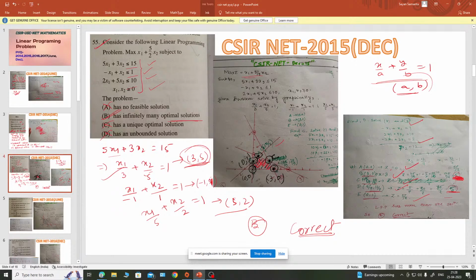We get C equals to (45/19, 20/19), and if we solve for D with the help of equations 2 and 3, we get (5/7, 12/7). Now we put each corner point into the objective equation and evaluate its value.